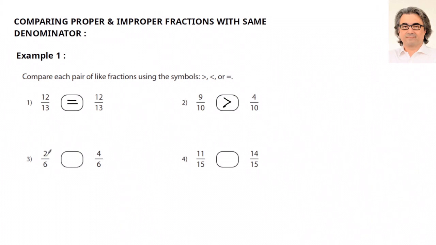Now let's continue with the third example. Denominators are 6 here, again equal to each other. The first fraction's numerator is 2, as you see, and the second fraction's numerator is 4. Because 2 is less than 4, 2 over 6 should be less than 4 over 6. So I should write here less than.